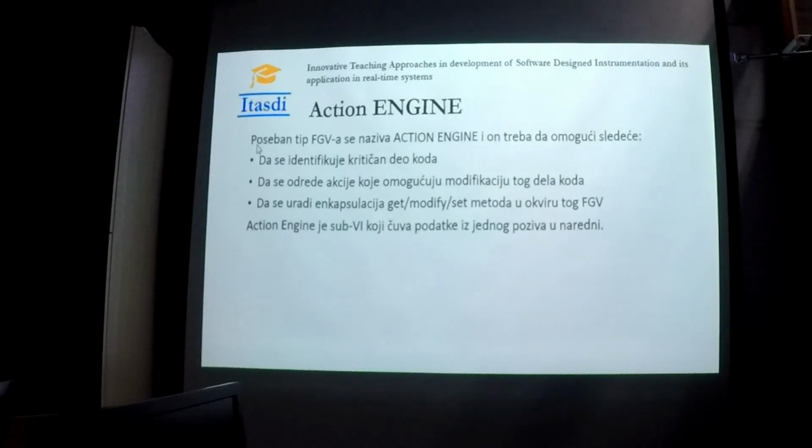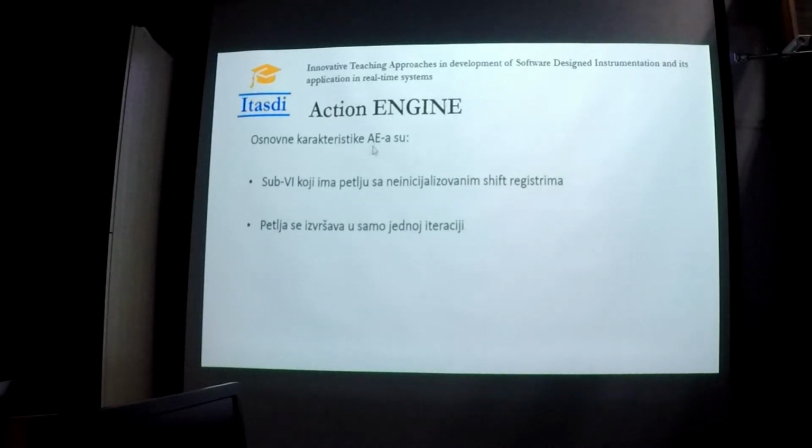A special type of FGV is the action engine, and this design pattern once again has to provide the following: to identify the critical part of the code, to determine the actions which enable modification of that part of code, and to install and encapsulate get, modify, set methods within one FGV. And as a general FGV, the action engine also saves data from one call of the action engine to the other. So the basic characteristics are the same as for FGV. It contains a loop with a non-initialized shift register.